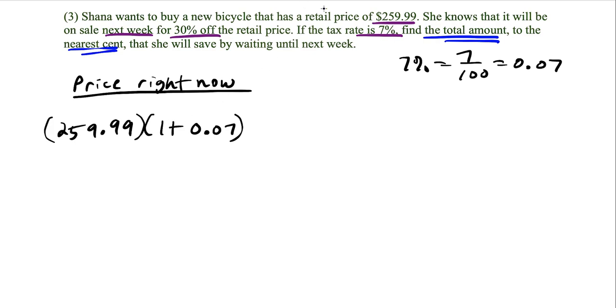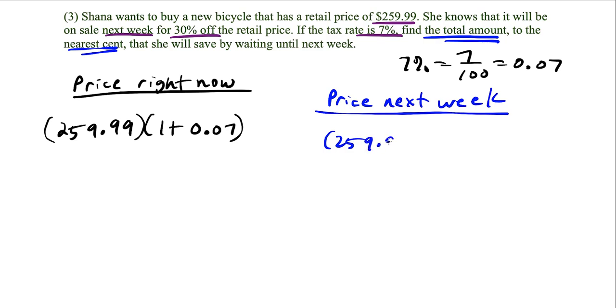But then we also have to calculate what happens if she waits a week. So the price, we'll just say the price next week, is going to be $259.99. And as we saw in the previous question, the order in which we do the discount or the tax doesn't matter. So $259.99, and we're going to do 30% off. So if we do 30% off, that's 1 minus 0.30. And then after we take 30% off, we have to pay tax. So we have 1 plus 0.07. So these are the two quantities we have to calculate.